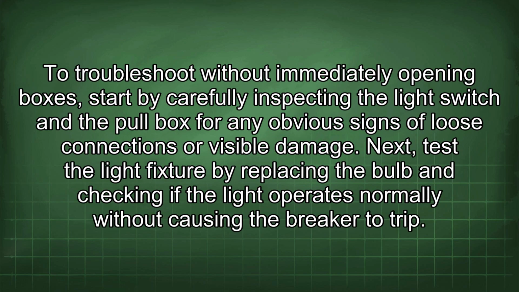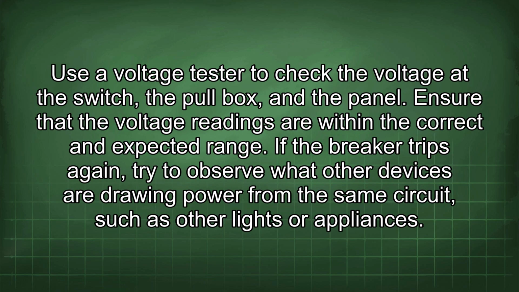To troubleshoot without immediately opening boxes, start by carefully inspecting the light switch and the pull box for any obvious signs of loose connections or visible damage. Next, test the light fixture by replacing the bulb and checking if the light operates normally without causing the breaker to trip. Use a voltage tester to check the voltage at the switch, the pull box, and the panel. Ensure that the voltage readings are within the correct and expected range.